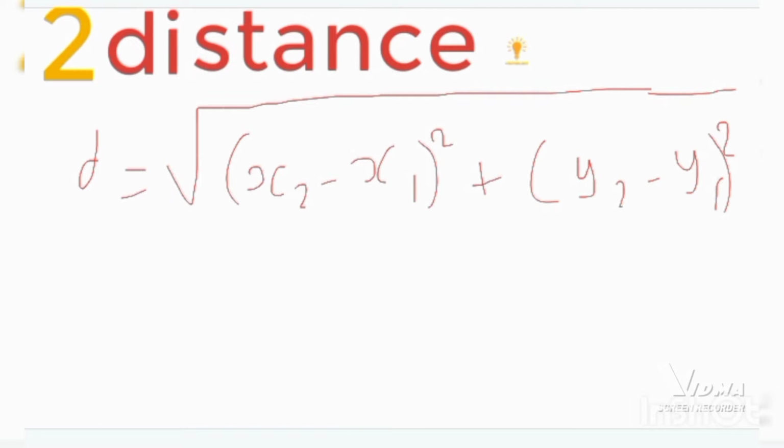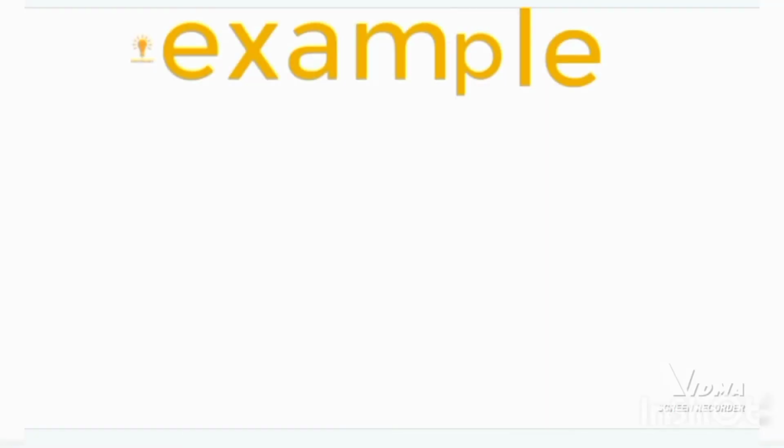Note that you need to start with the same letter in both your x's and your y's. So what I mean is, let's do an example. They'll give you 2 points, right? These are the points that they give us. We're using the very same points as we used before. So it's point A, which is (1,3), and point B, which is (8,2).